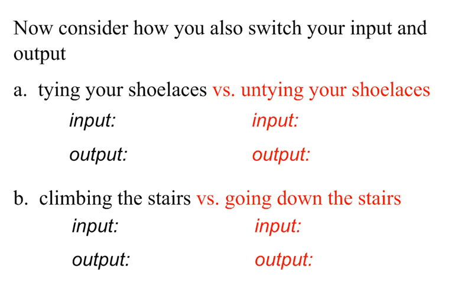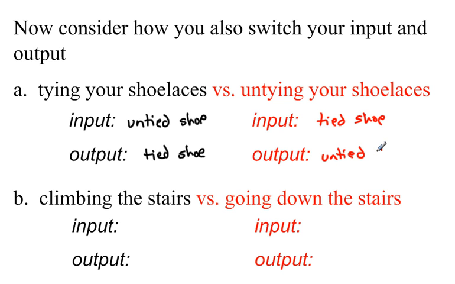Now when we consider inverses, we should watch what happens to our input and our output. So for instance, our input on tying our shoelaces, we'd probably start with an untied shoe. And once we tie our shoelaces, we would have a tied shoe. Now when we are untying our shoes, we would start with a tied shoe. And when we're done, we would have an untied shoe. And I want you to see how our input became our output here, and our output here was our input up here.